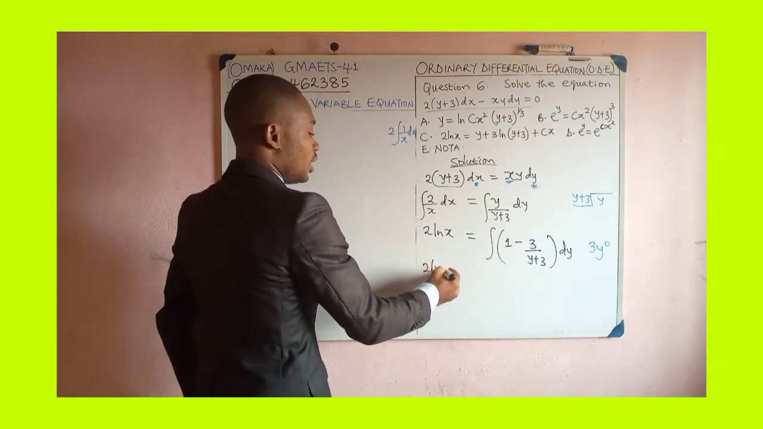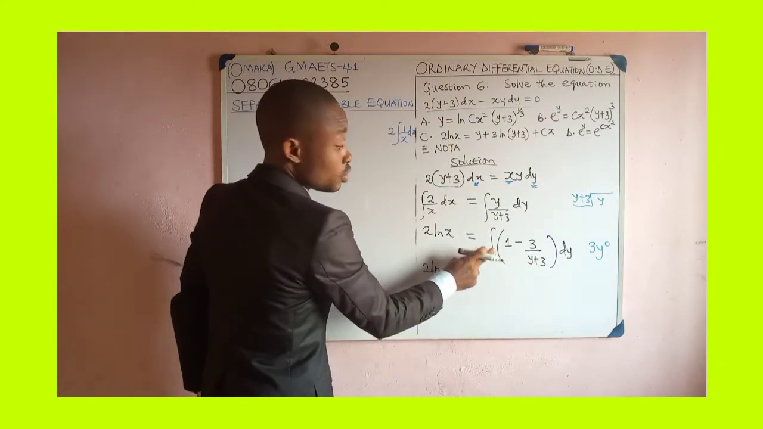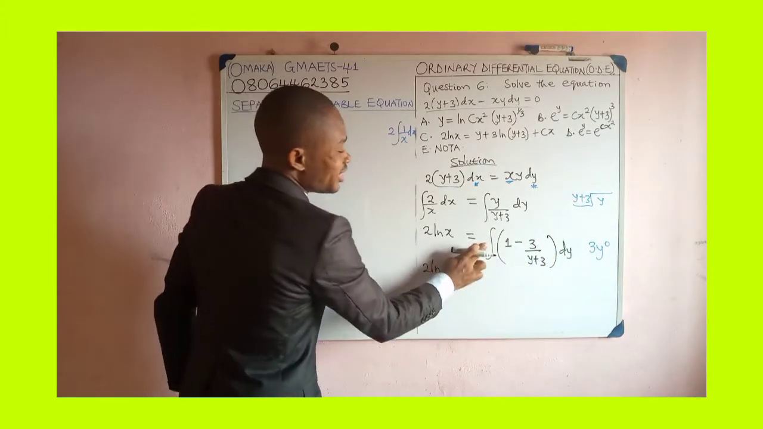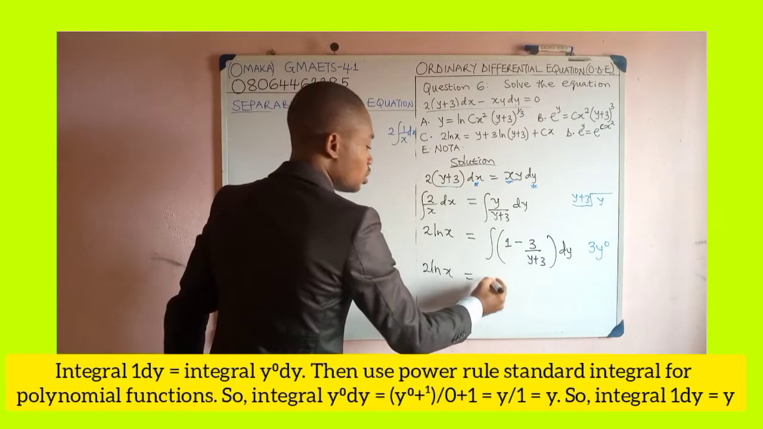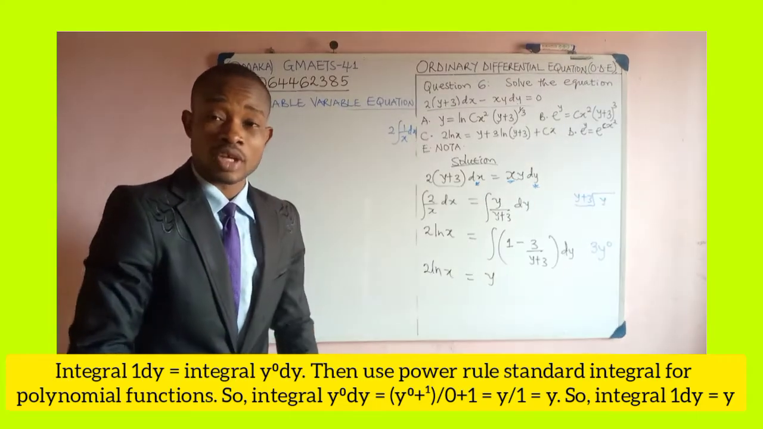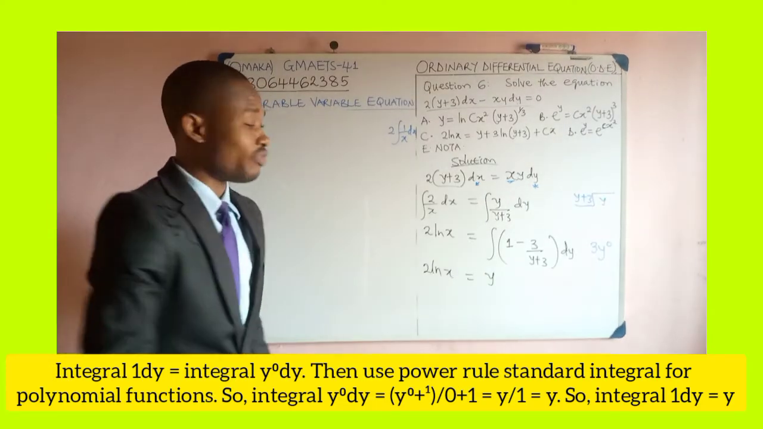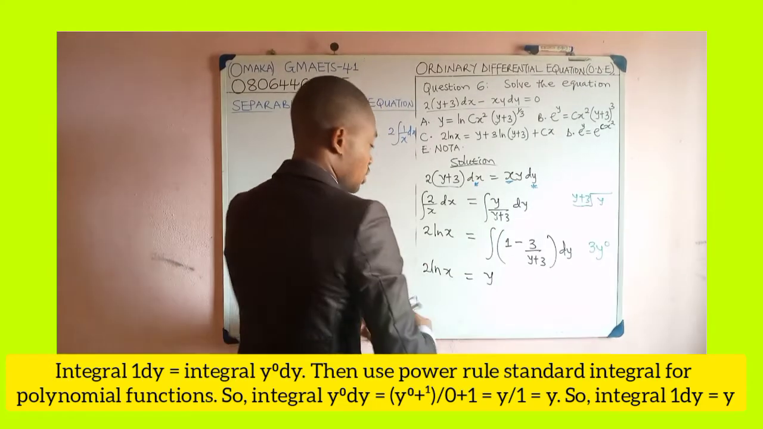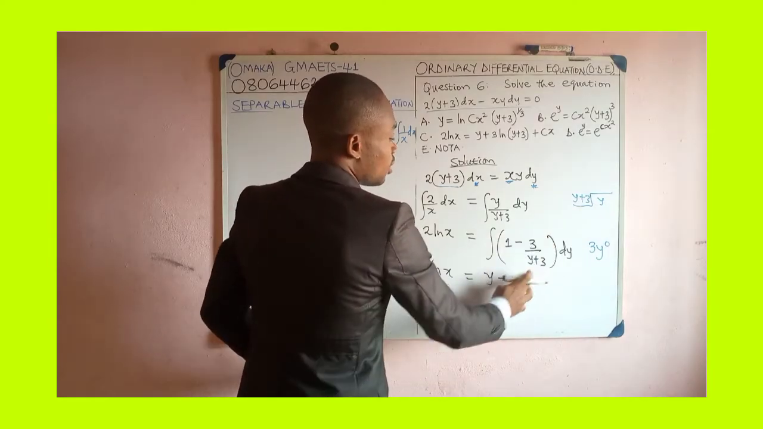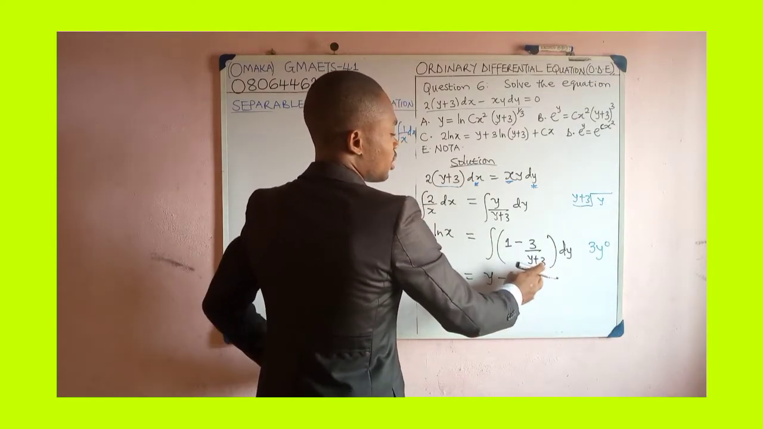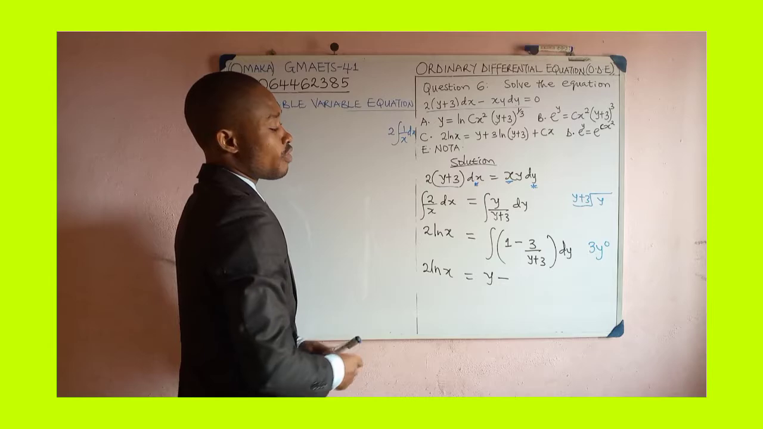So we now have 2 ln x equal to, use the integral and dy to open up the brackets, integral 1 dy. If you do that, you're going to get y. Once again, it will welcome back the variable. Then next, minus integral 3 over y plus 3 dy.